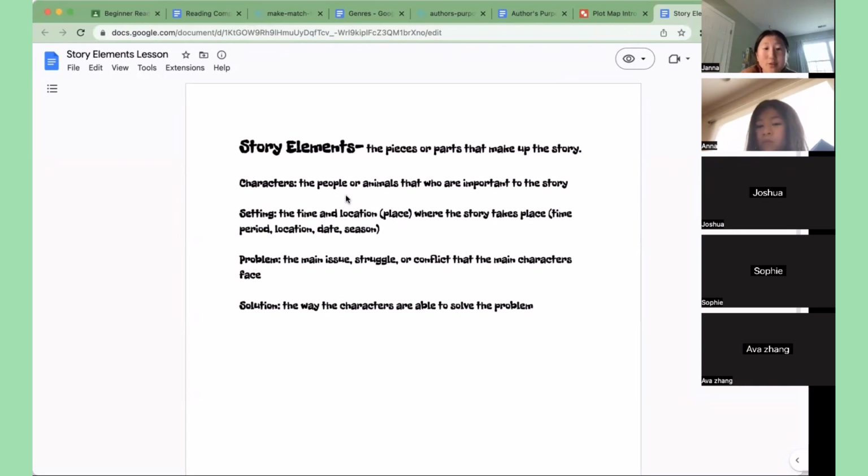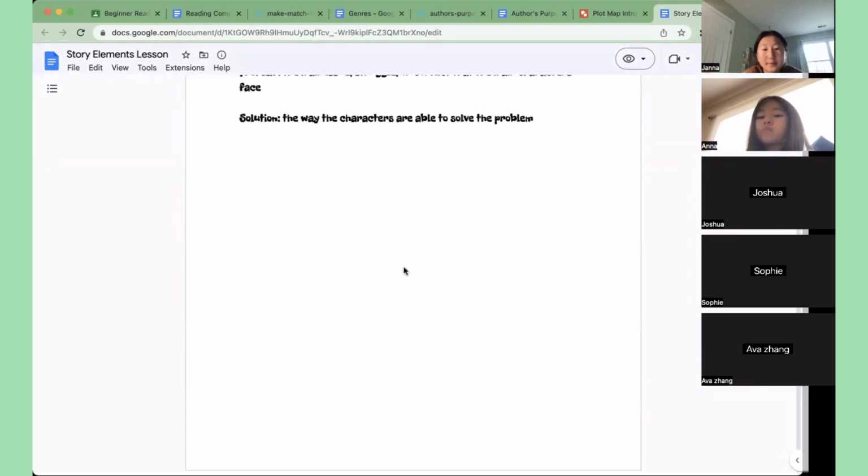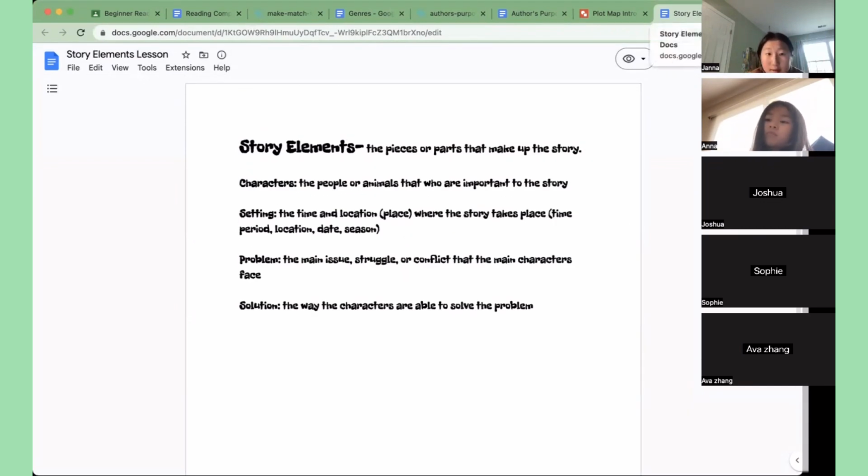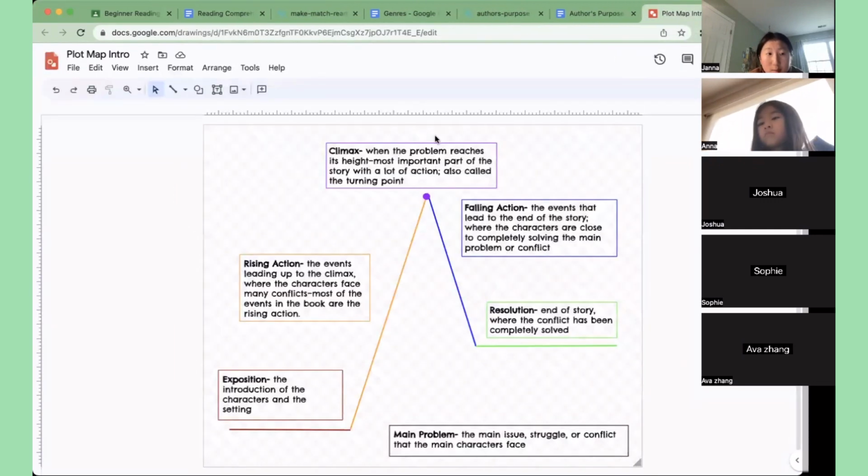Problem is the main issue or the conflict or the struggle that the main characters face, and the solution is how they solve the problem. And then you're gonna see this in a plot map. And I'm gonna post this on Google Classroom, so if you guys want it, it'll be there.